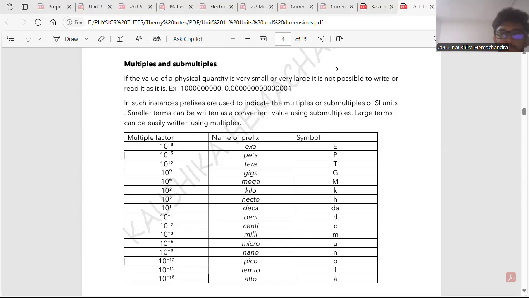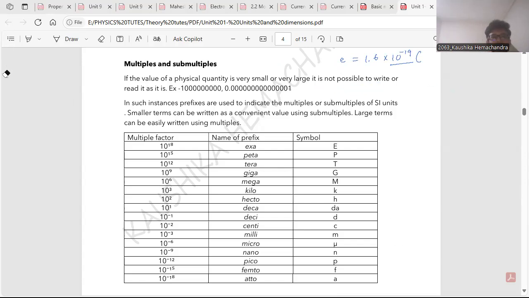You've done chemistry, no? So what is the charge of an electron? That's 1.6 into 10 to the power minus 19 coulombs, right? 10 to the power minus 19. So it will be like point, 19 zeros, and 1 6. There are more zeros, right? So you can't really physically write that. It's just a lot of waste of time.